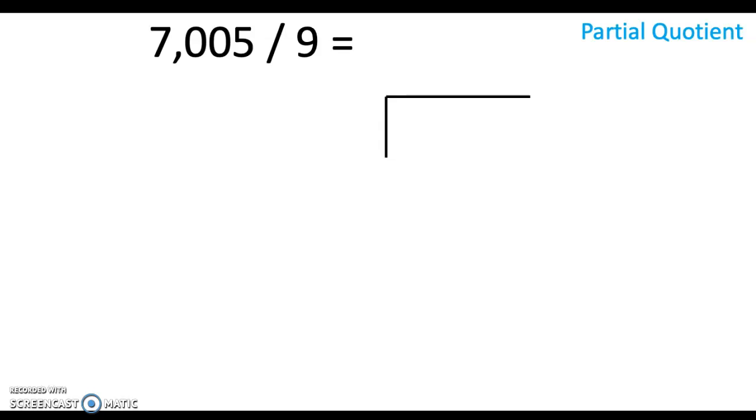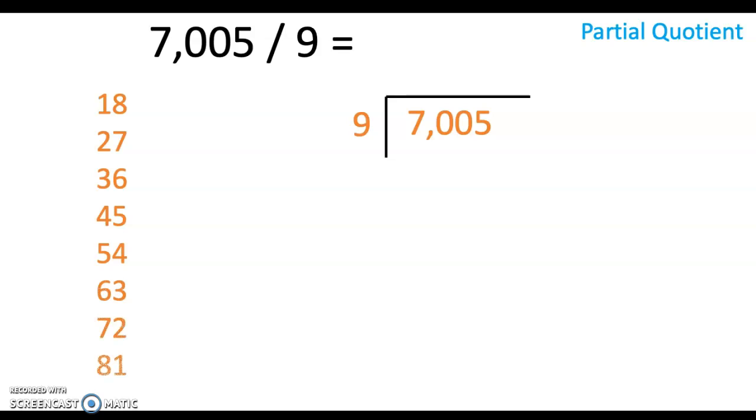7005 divided by 9. First, we're going to start off setting it up with 7005 on the inside, 9 on the outside, and if you need your multiplication facts, have them handy. If not, remember your 9 times tables are always on your hands. You're also going to need the steps of divide, multiply, subtract, repeat, and check.